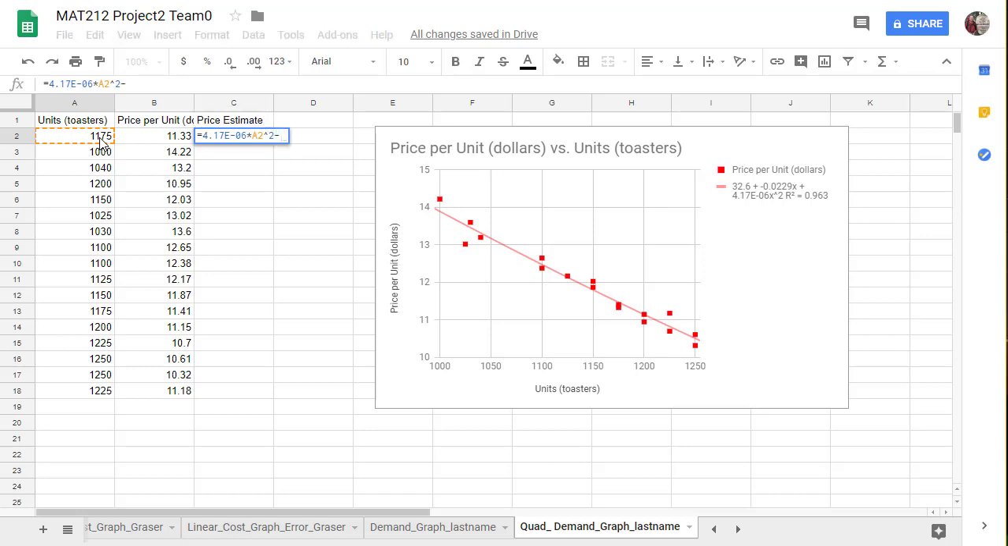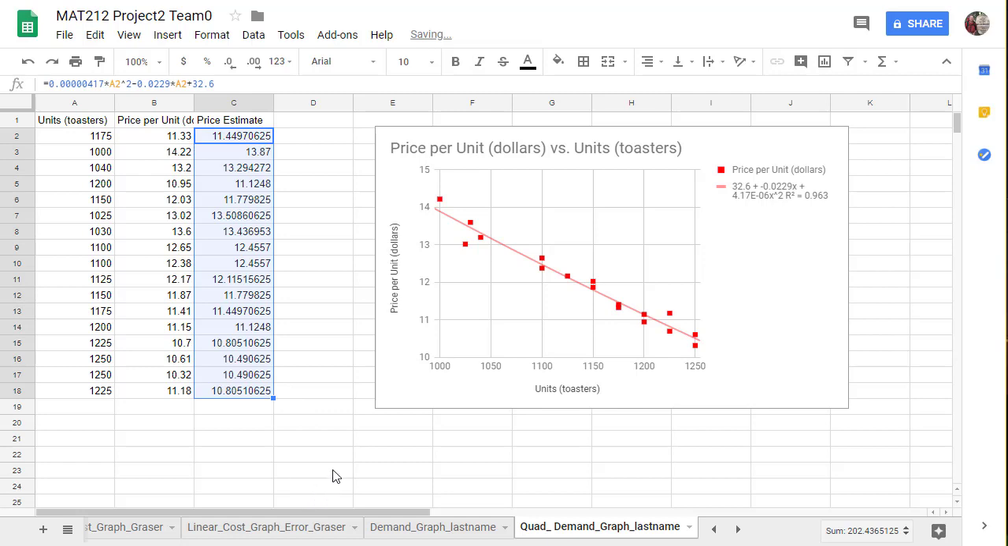Now I'm going to subtract 0.0229, and I'm getting that from the formula on the graph, times the x value plus 32.6. Enter. You'll notice the number that I got is fairly close there. If you get something that's totally different from that, that probably means you typed your formula in incorrectly. So now I'm going to grab my fill box and drag it down, and it does all those calculations for me. And if you compare them, you can see they're fairly close to each other.